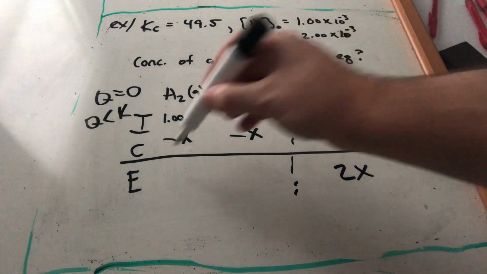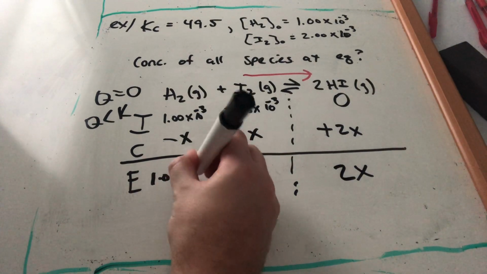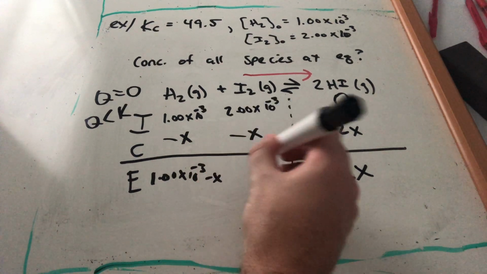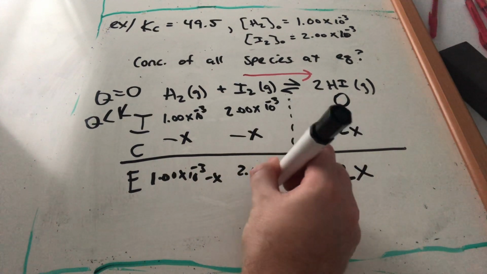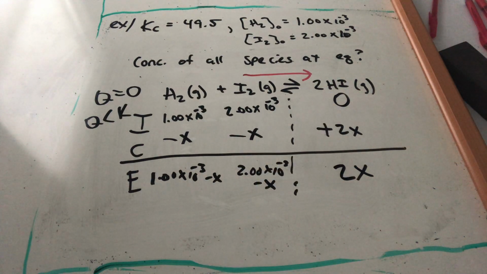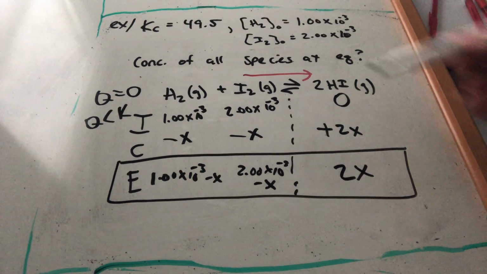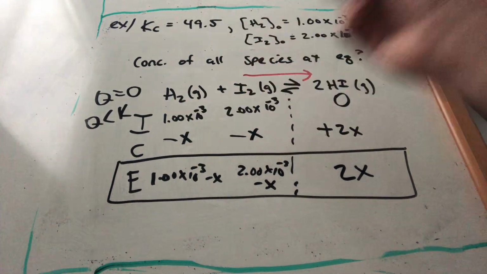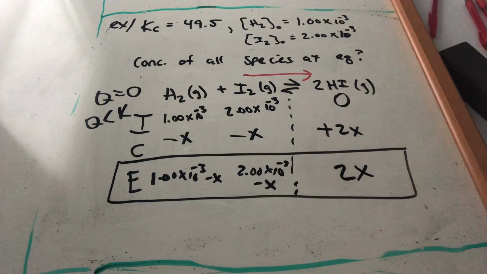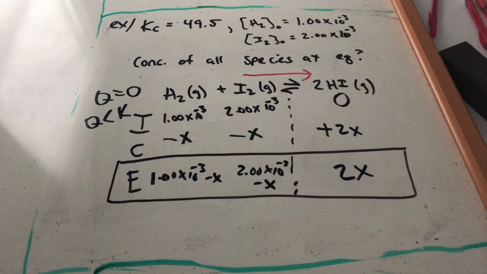1.00 times 10 to the minus 3 minus x, and 2.00 times 10 to the minus 3 minus x. We now have E information. What's the concentration of all species at equilibrium? Separately, what's this concentration? What's this concentration? And what's this concentration? Well, to figure out what that is, we need x.